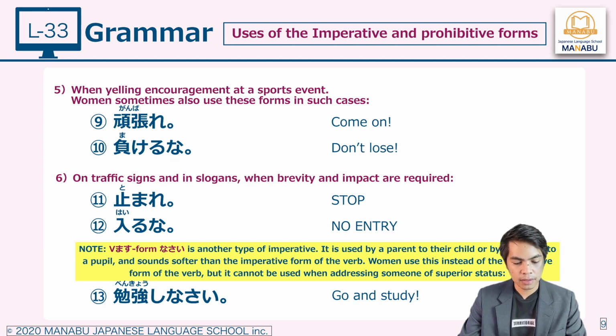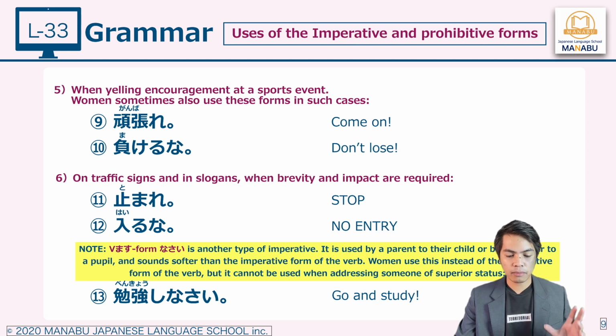And number 6, on traffic signs or in slogans, imperative forms and prohibitive forms are used. So they have brevity and impact. So for example number 11, tomare, tomare. And example number 12, hairuna, hairuna. Tomare from the verb tomarimasu. Tomarimasu means to stop. And the imperative form is tomare. Hairuna from the verb hairimasu. Hairuna, no entry or do not enter.